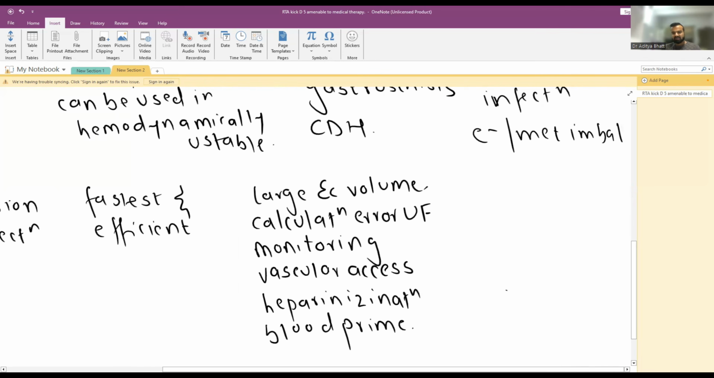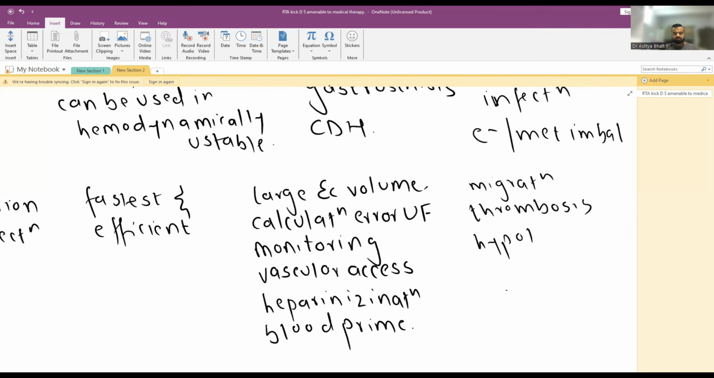This should be done if the blood in the circuit is expected to be more than 10% of the total body volume of the patient. Okay. The complications and side effects are the same: migration and thrombosis of the catheter. It might lead to hypotension, disequilibrium syndrome.